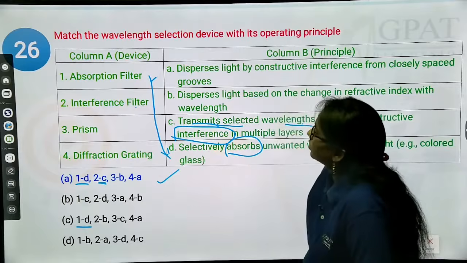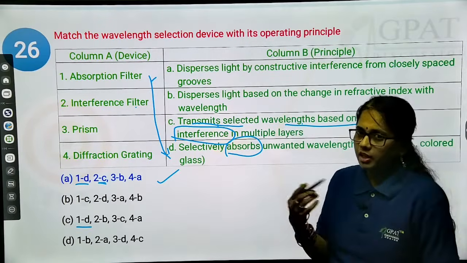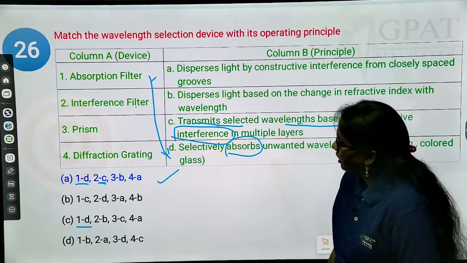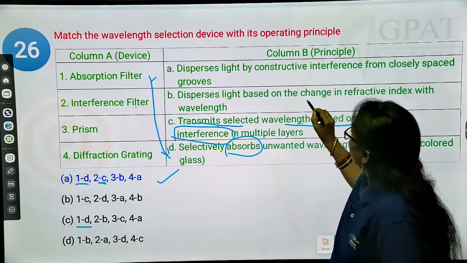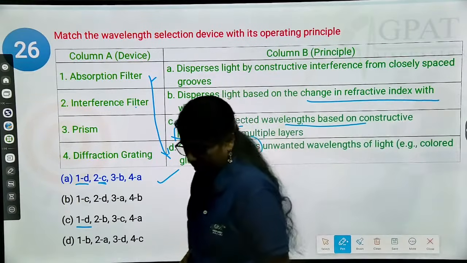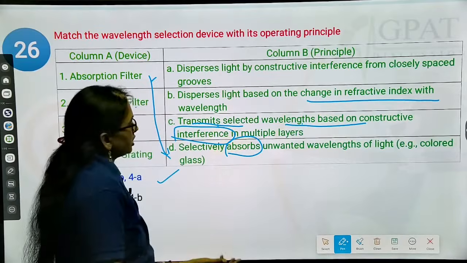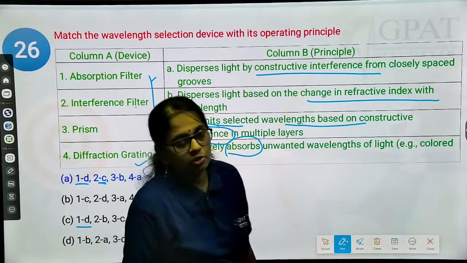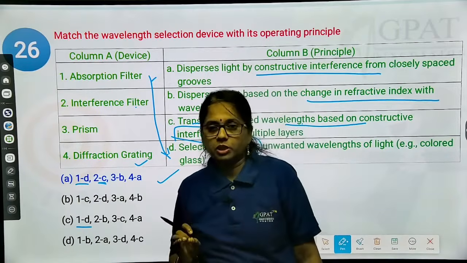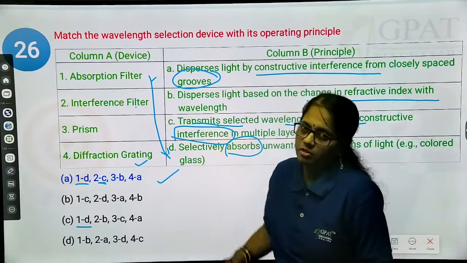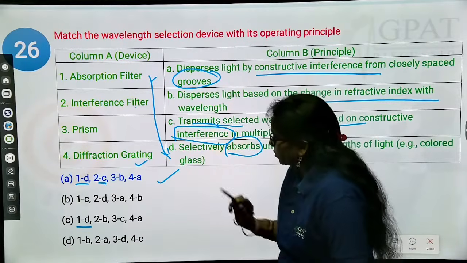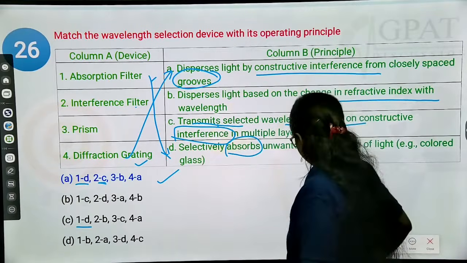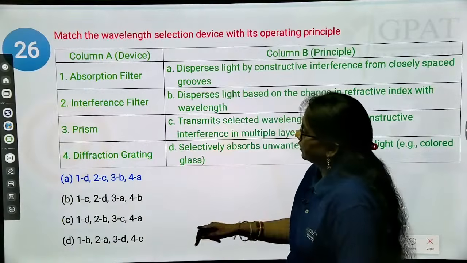Third one, prism. So what is the prism actually doing? This is a dispersing element. So here also we are going to see dispersing. But in case of the prism, it works based on the refractive index, whereas gratings work by interference. That is also a constructive interference that takes place, and grooves are present on the gratings, right? So option 4A, if you take this, is the correct matching. So option A is the right answer.